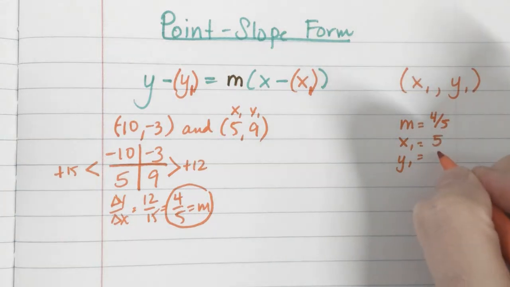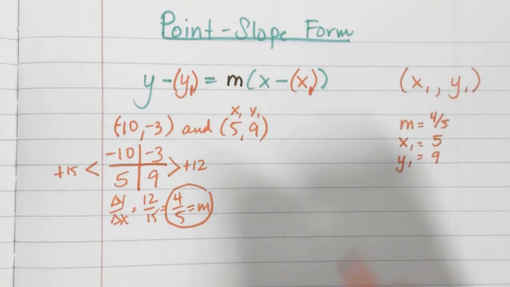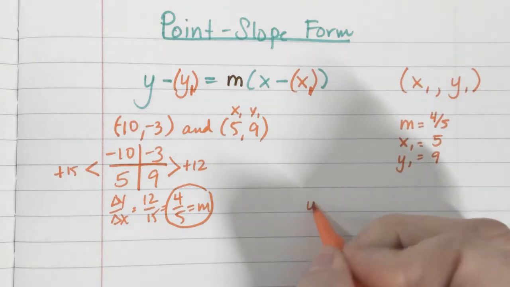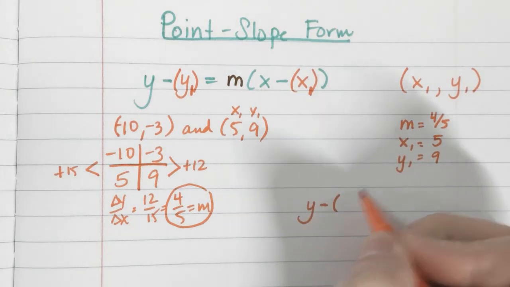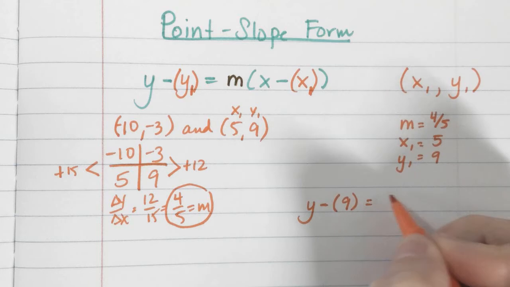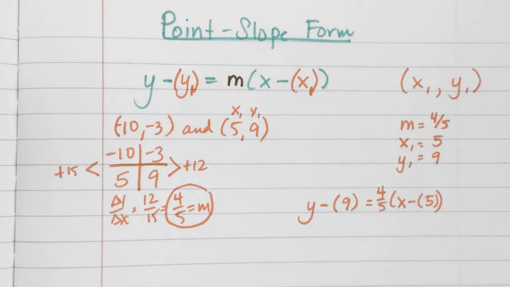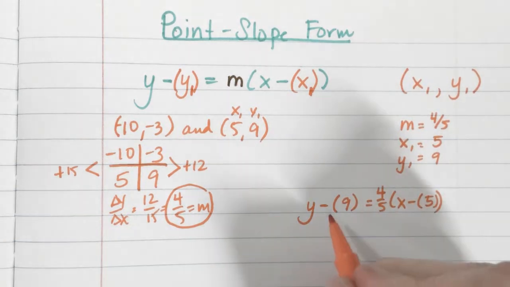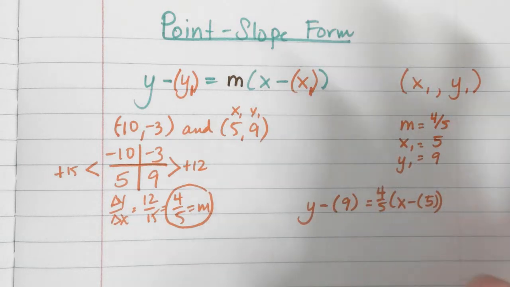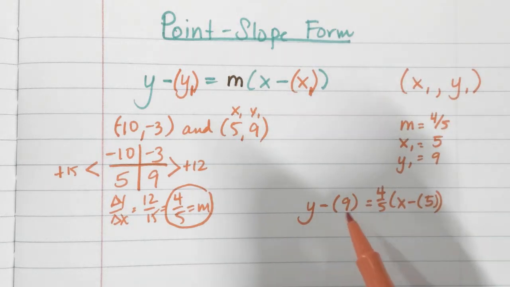So I have a 5 and a 9. When I substitute in, I'm going to say y minus y1, which is 9, equals 4/5 of x minus 5. All right? So that's the first step. And then I'm going to simplify. I've got these extra parentheses. And right now you're like, why am I doing this step?